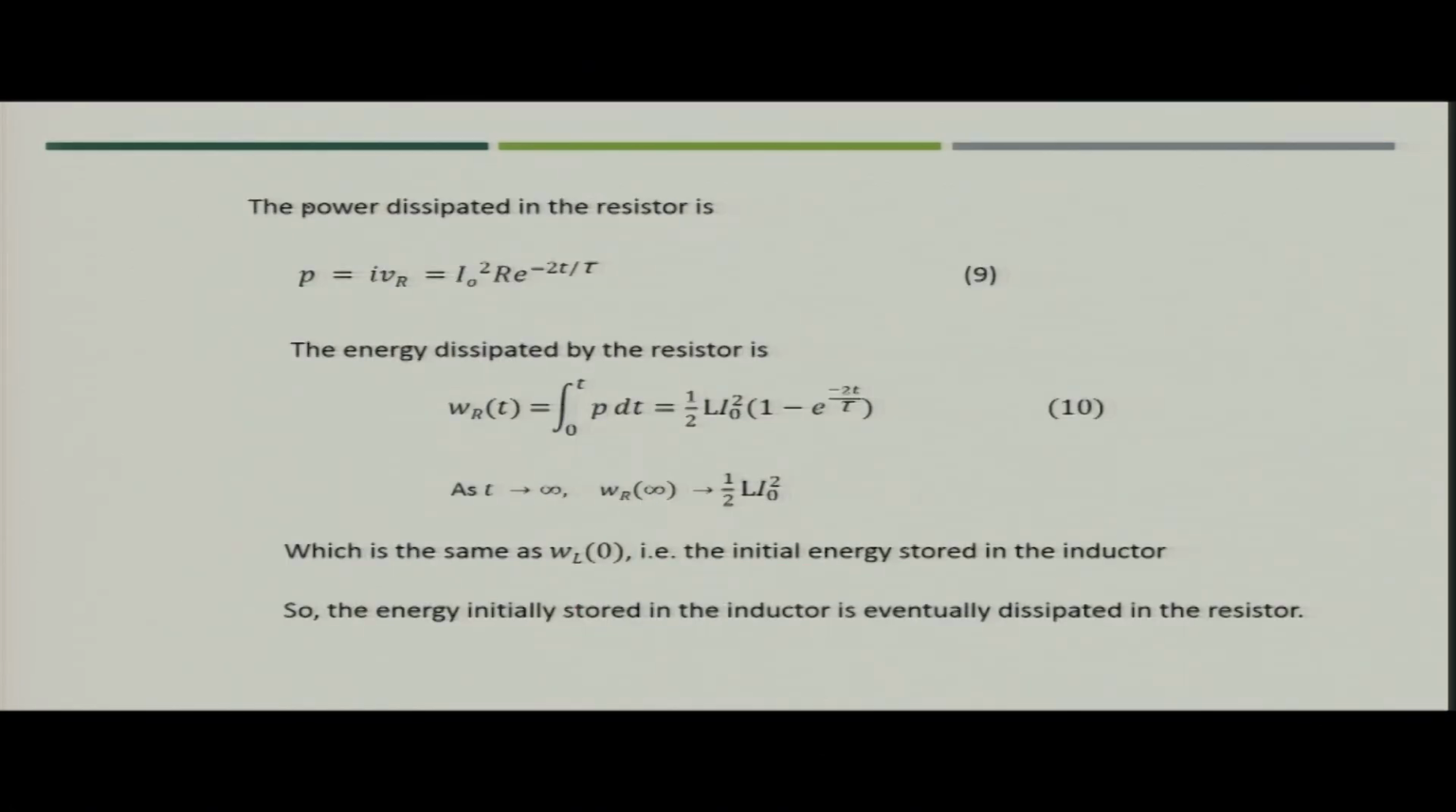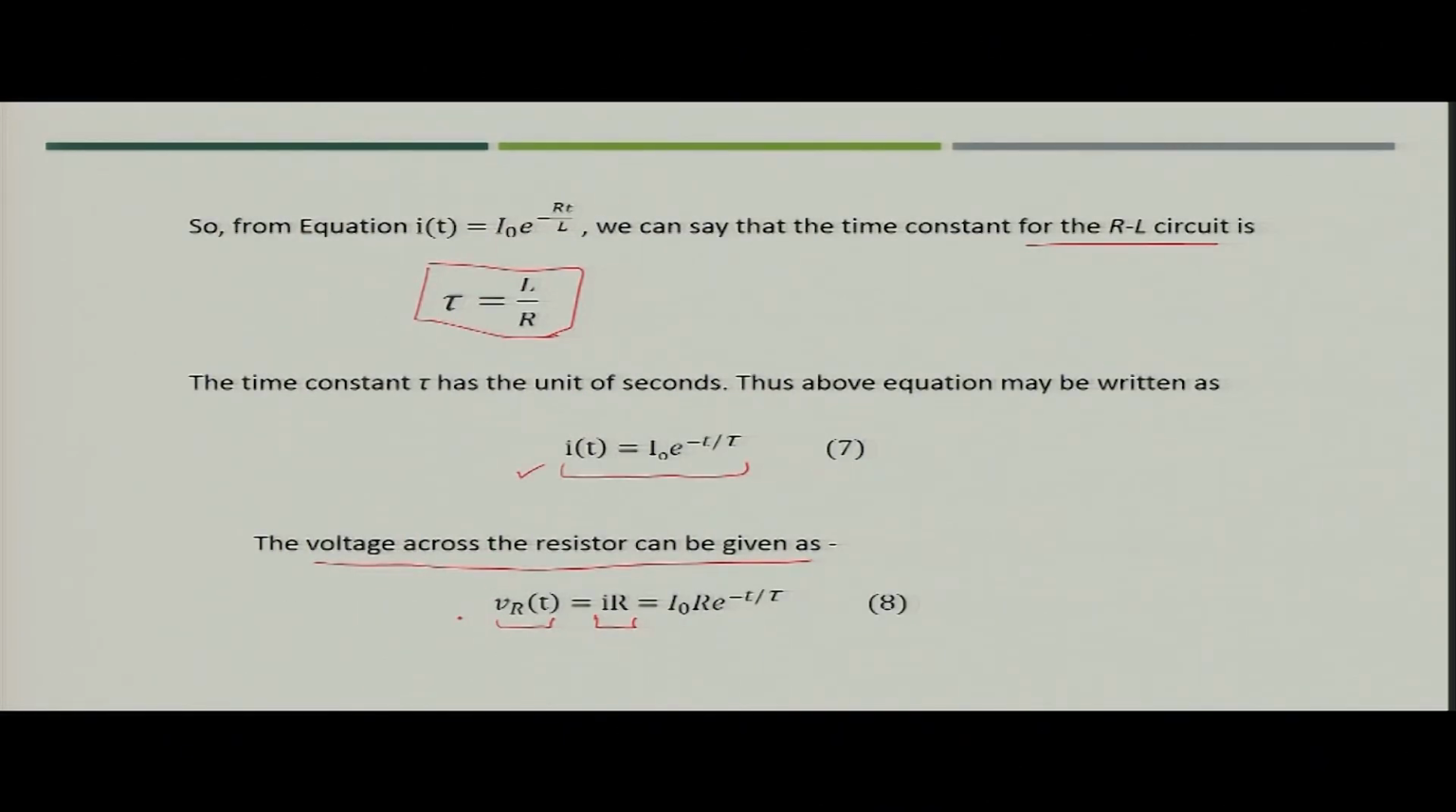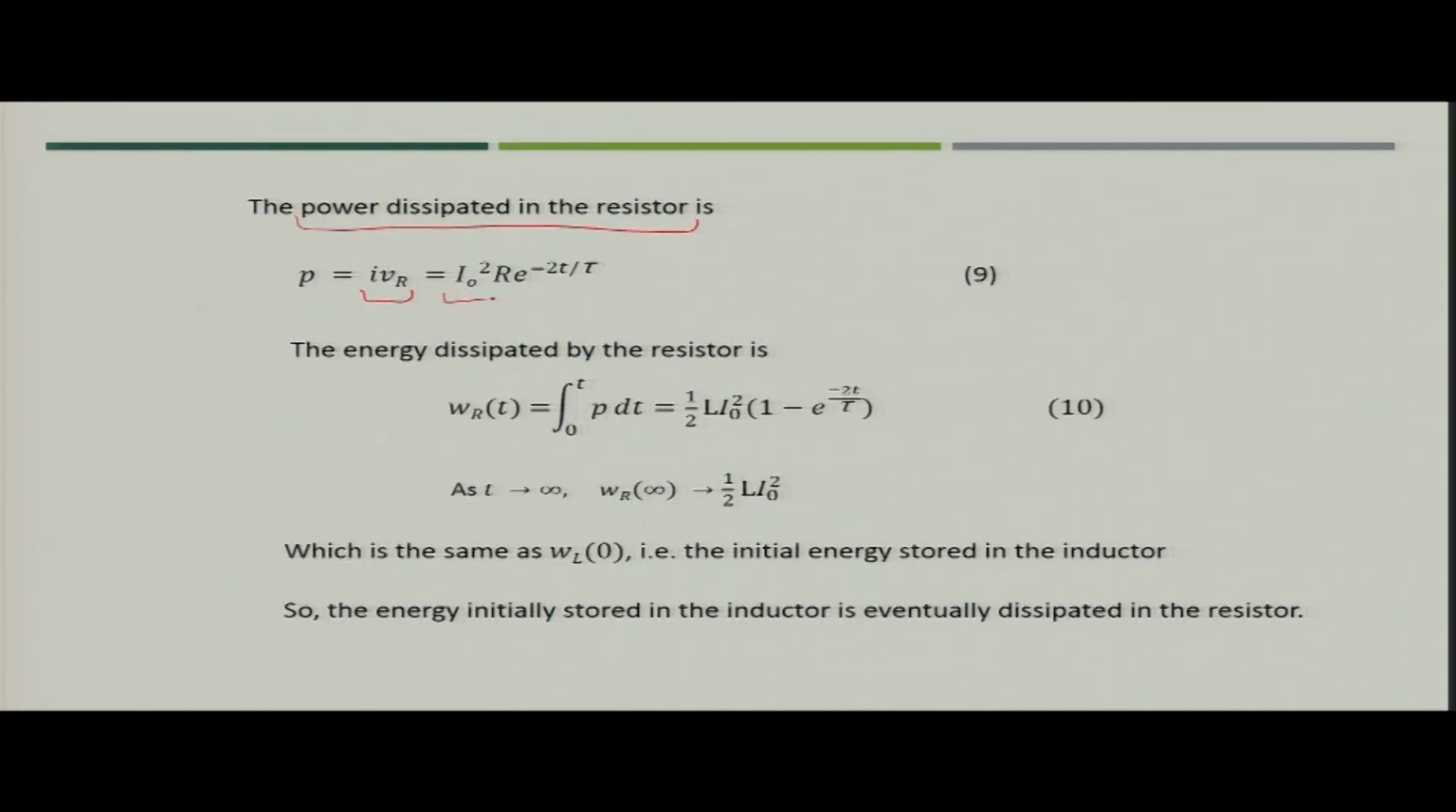Now, instantaneous power dissipated by the resistor will be P. P is nothing but I into V R. So, if you put the value of I and V R, which we saw in the previous two equations, you get I naught square into R e to the power minus 2 t by tau.